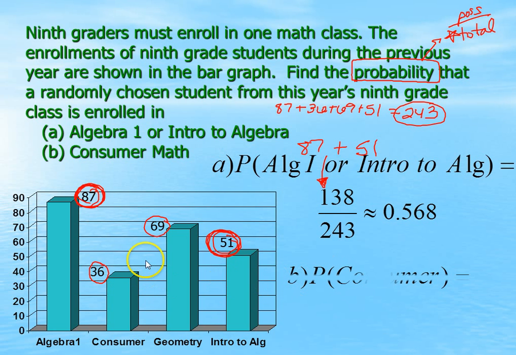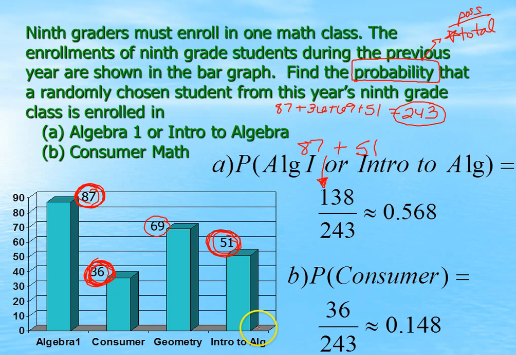Okay, how about the second? What's the probability of consumer math? Well, how many kids went into consumer math? 36. So 36 out of 243, or 0.148. So for experimental probability, you have to actually look at the results that came from the experiment.